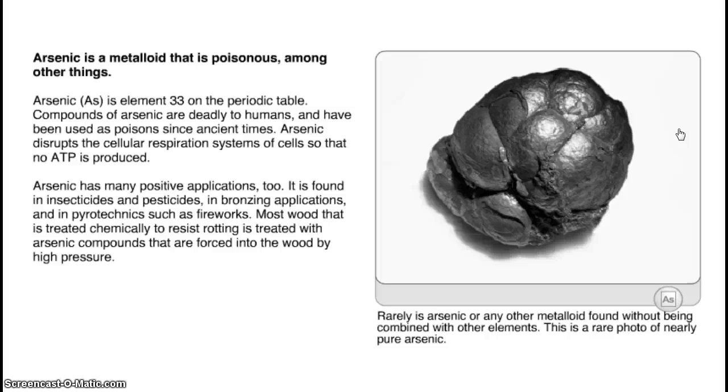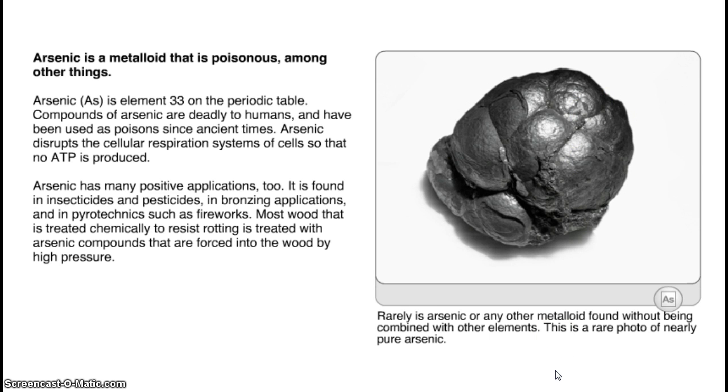Arsenic disrupts the cellular respiration systems of cells so that no ATP is produced. And what does the cell use ATP for? It uses it for energy. So basically, it shuts down your cells. Arsenic has many positive applications too. It is found in insecticides and pesticides, in bronzing applications, and in pyrotechnics such as fireworks. Again, it's combined with something so that when the fireworks rain down, it doesn't kill everyone below it. Most wood that is treated chemically to resist rotting is treated with arsenic compounds that are forced into the wood by high pressure.